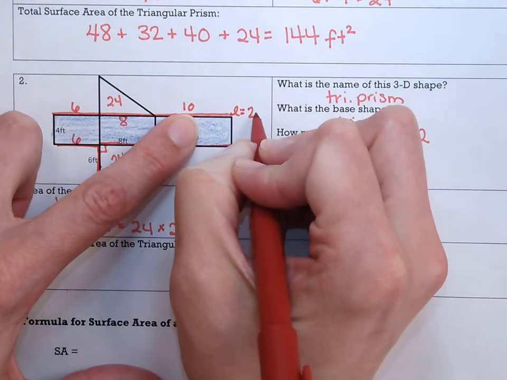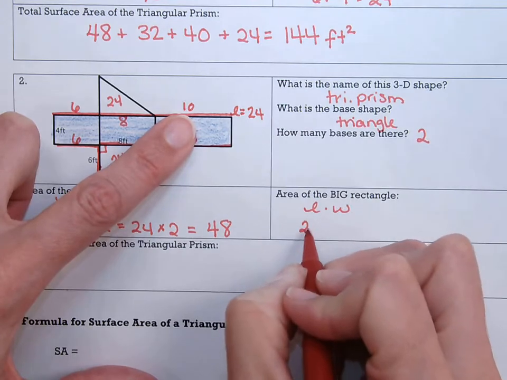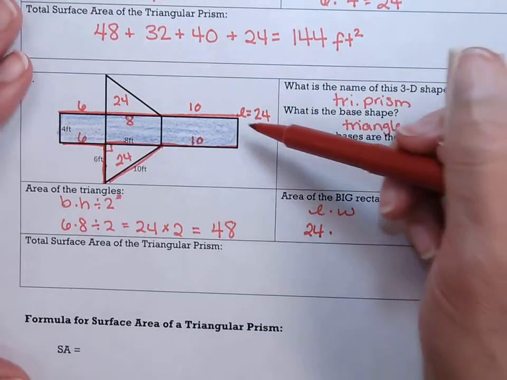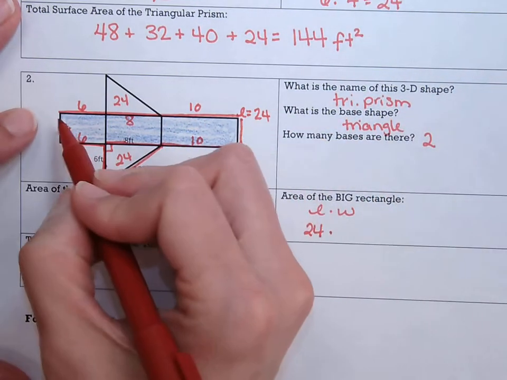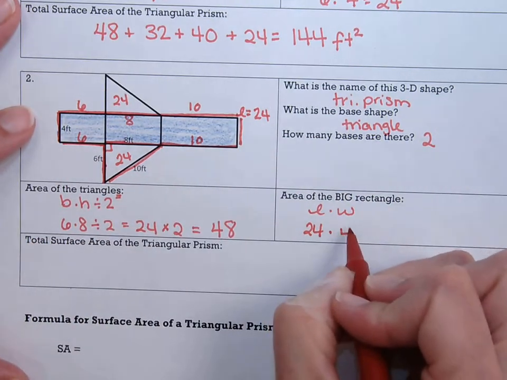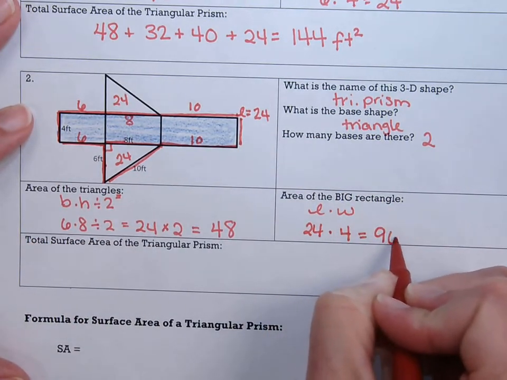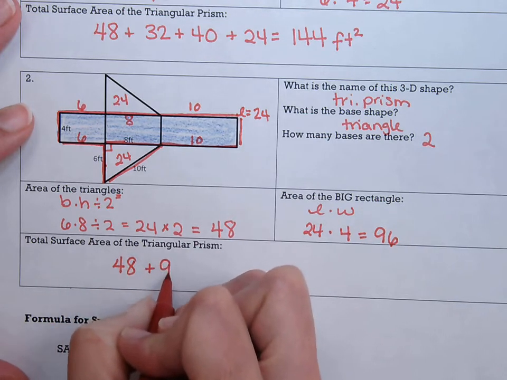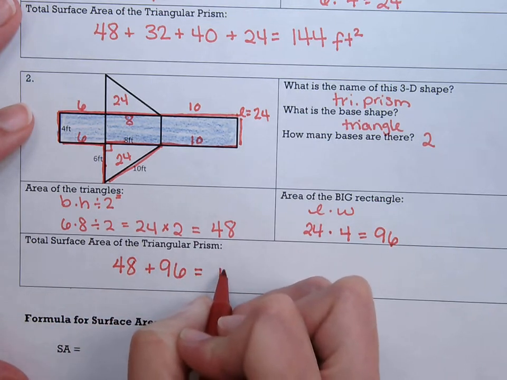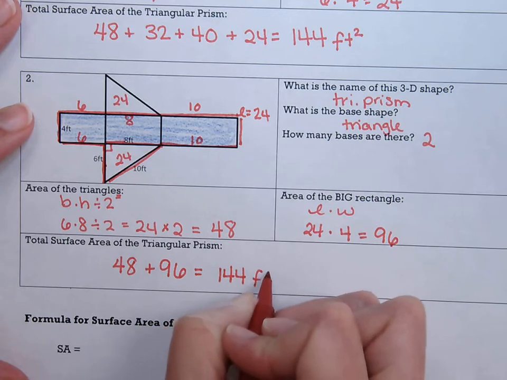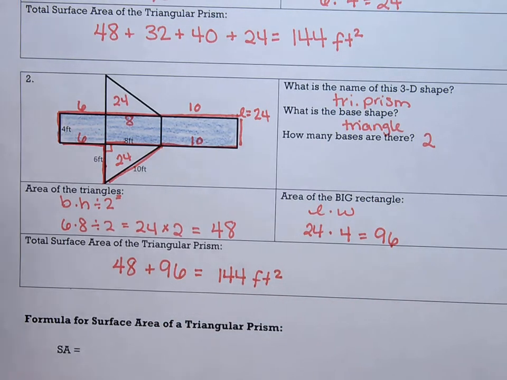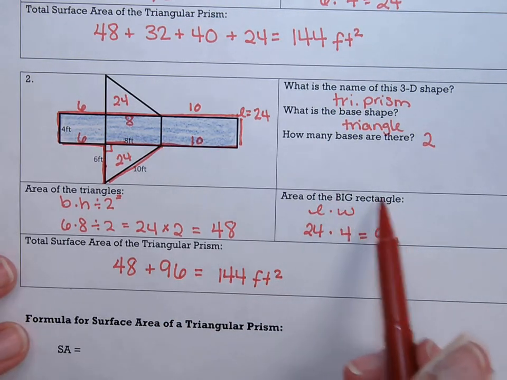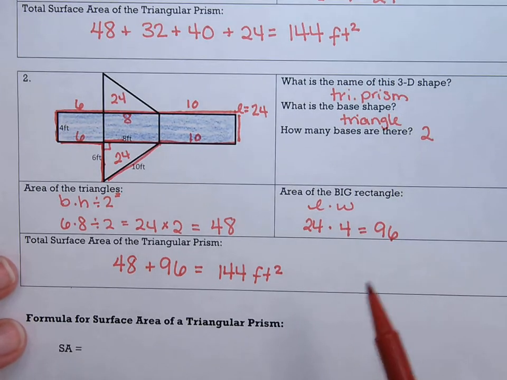So the length of that is going to be 24 times the width of this rectangle, which is the same thing as this, which is 4, which gives me 96. So now all I have to do is 48 plus 96, which gives me an area of 144 feet squared. So what I would like to focus on is this big rectangle when it comes to the formula for surface area of a triangular prism.